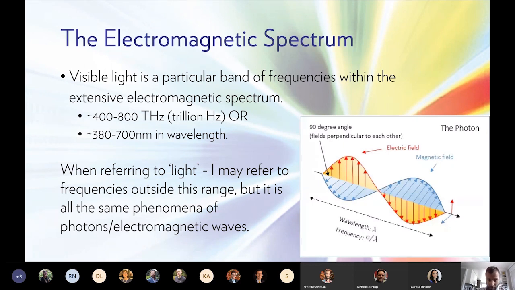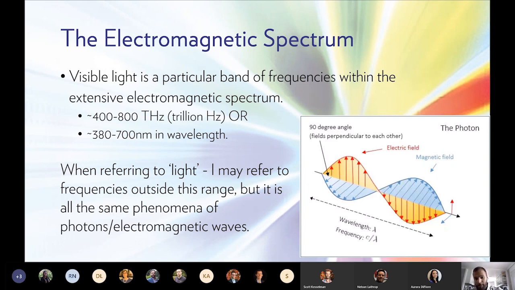When I say light, I'm not just referring to visible light, so what we think of as light, what our eyes can perceive. Light is a particular band of frequencies in the huge electromagnetic spectrum. Most generally, you'll see it referred to as about 400 to 700 nanometers is the wavelength of light.